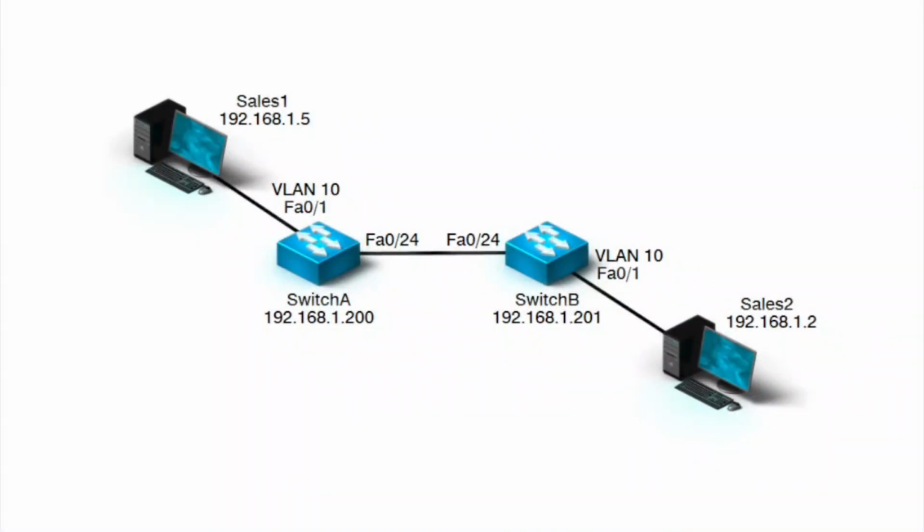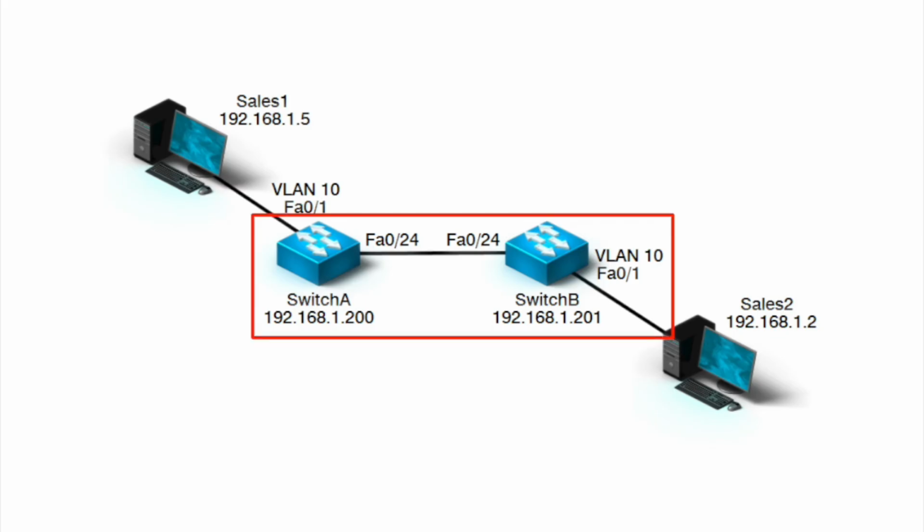In this demo, we'll configure trunk interfaces. We'll use the network exhibit you see here for the demo. It has two switches, switch A and switch B. You can see they're connected via their FastEthernet 0/24 interfaces.